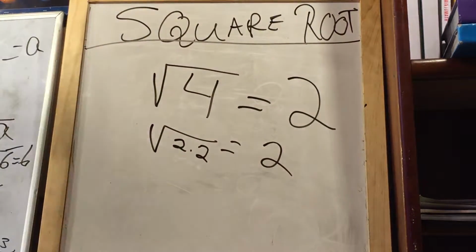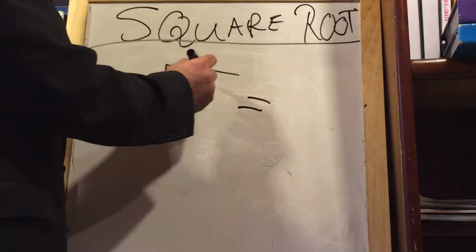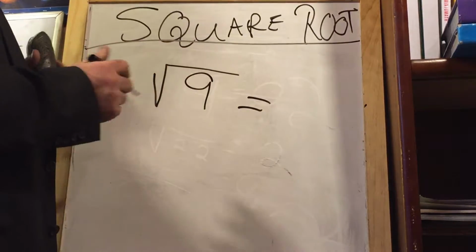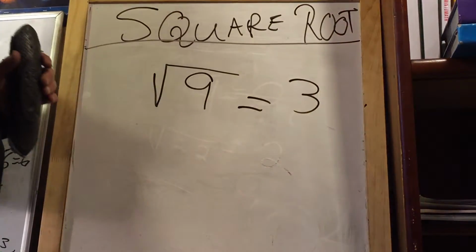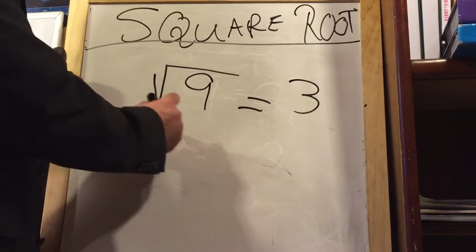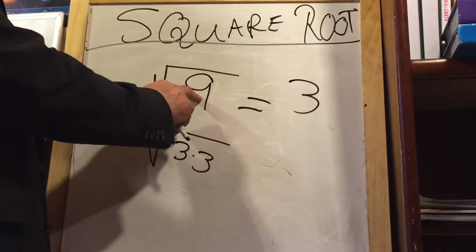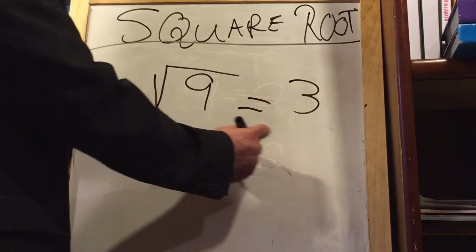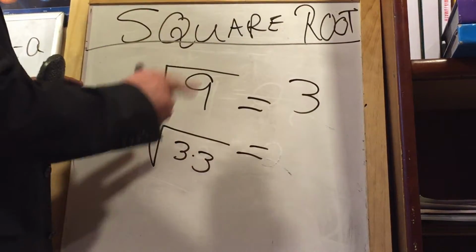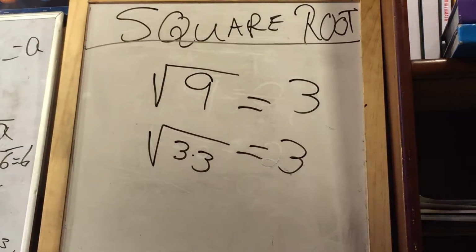Another example. How about square root of 9? What is the number you multiply by itself twice to get 9? It is 3, right? Because square root of 9 is square root of 3 times 3, because 9 is the same as 3 times 3. So the number multiplied by itself twice to get 9 is 3. Okay?